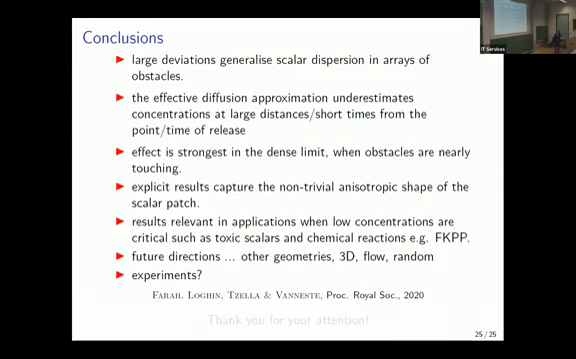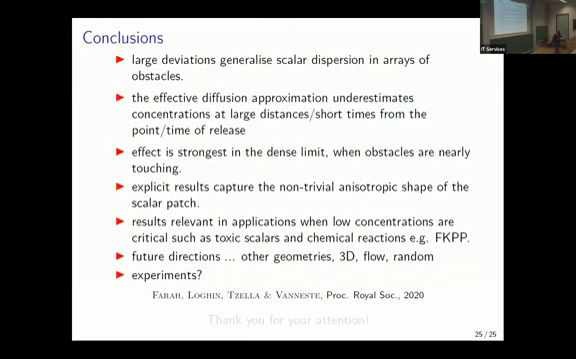Okay, so I've talked about large deviations as a way to generalize scalar dispersion in arrays of obstacles. The effective diffusion approximation was found to underestimate the concentrations at large distances or short times from the point and time of release. And the effect is strongest in the dense limit when obstacles are nearly touching. In the dilute case, there is no effect at all.